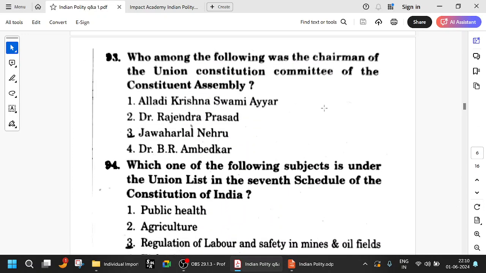So, who among the following was the chairman of the Union Constitution Committee of the Constituent Assembly? During the Constituent Assembly, you have so many committees, right? Union Constitution Committee, Steering Committee, Powers Committee, Drafting Committee. Dr. B.R. Ambedkar, everybody knows, Drafting Committee. Jawaharlal Nehru ji is Union Constitution Committee. Very important.